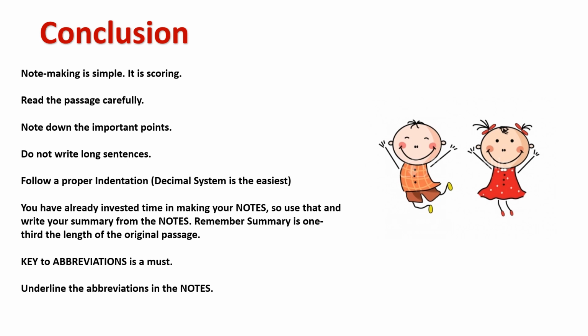So finally, my take on note making is this. Note making is simple. It is scoring. You have to read the passage very carefully. Note down the important points. Do not write long sentences. Follow a proper indentation. According to me, decimal system is the best. And since you have already invested time in making your notes, use that and write your summary from the notes. Extract your summary from those notes. Okay. So remember, it is just 1/3 the length of the original passage.